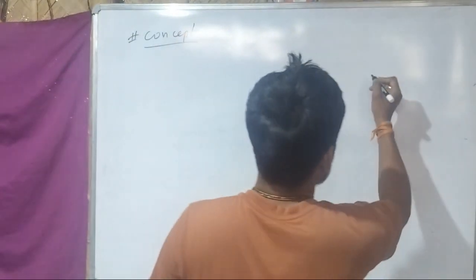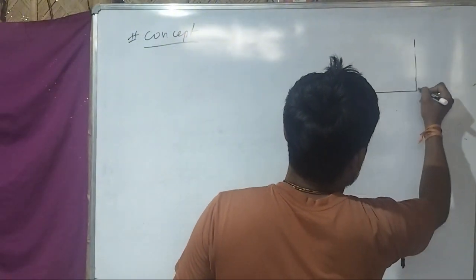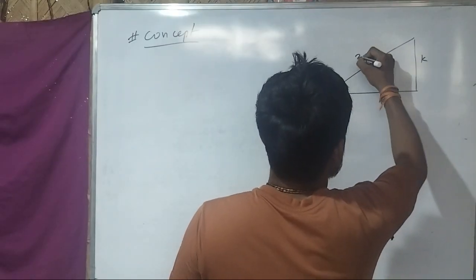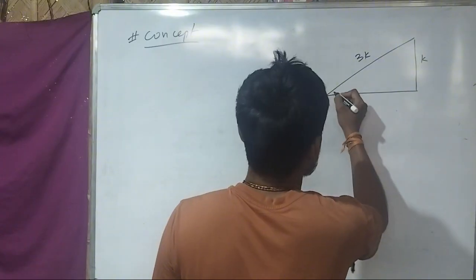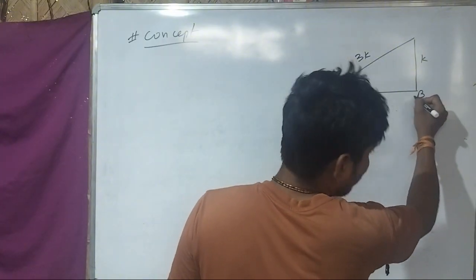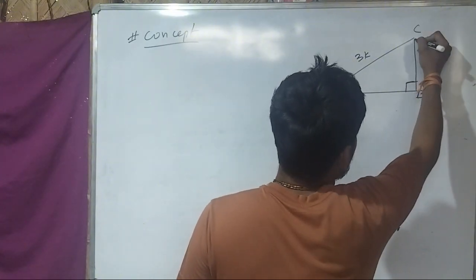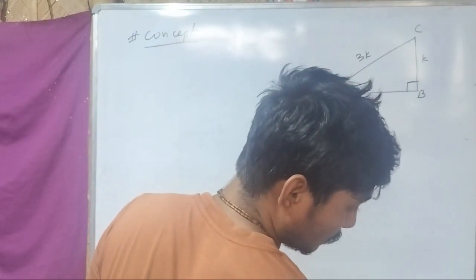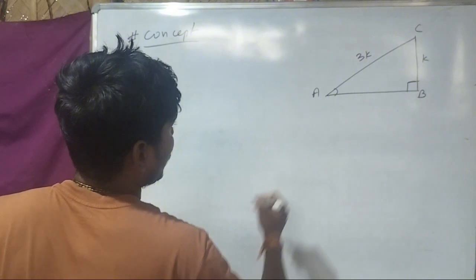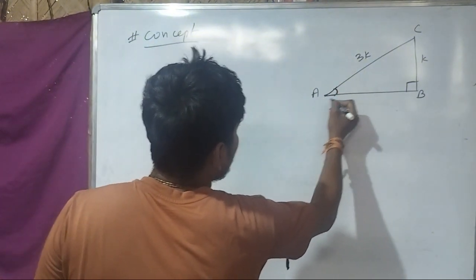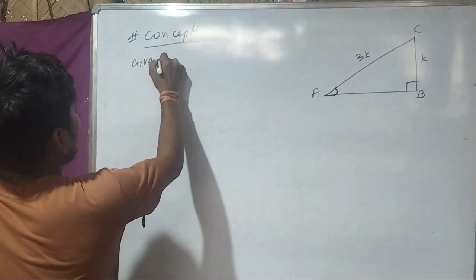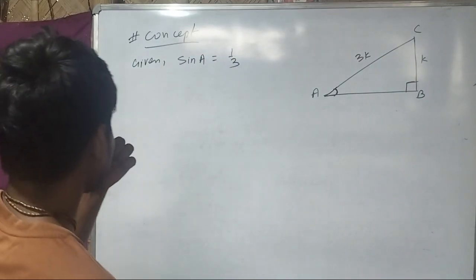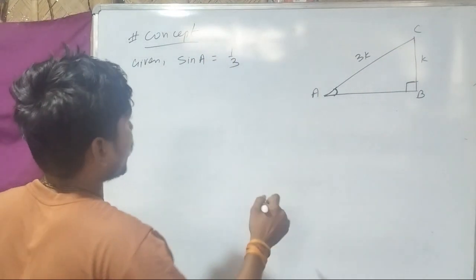Now suppose I take a triangle, a right angle triangle. This is K, this is 3K, and this side is A. This side is B, and this side is C. Okay, now see here, what is given? Suppose given sin A equal to 1 by 3. Now what is sin A? Sin A will be 1 by 3 means what?